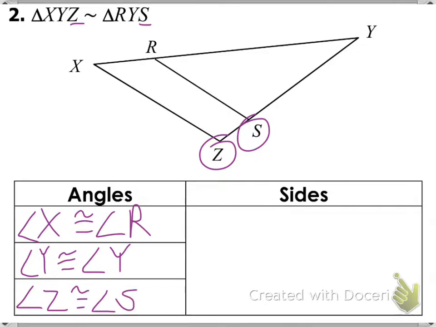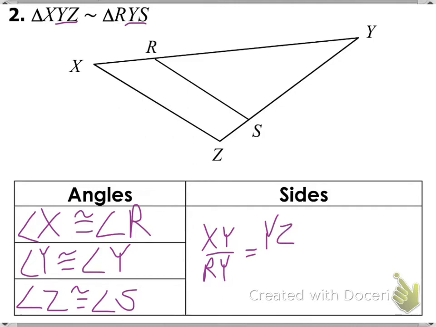Now let's write the proportion that's going to relate the corresponding sides. So once again, look at the order up here with the triangles. So X and Y are listed together on the first triangle, and then R and Y are listed together. So therefore we can go over here and say XY is going to be proportional to RY. And then I'm going to look at the two last letters, YZ and YS. So then we can say that YZ is going to be proportional to YS.